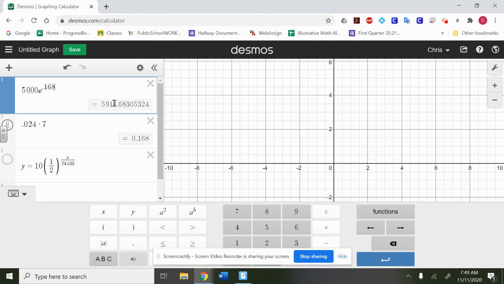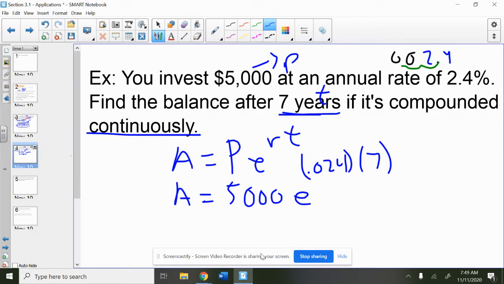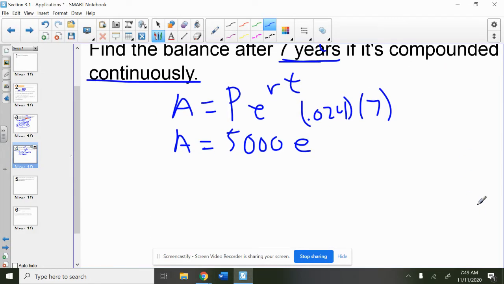So then it gives you that your final amount is $5,914.68. So again, if I look right there at that 8, that's a 3, so that's going to stay 68. So I get my final amount, $5,914.68.